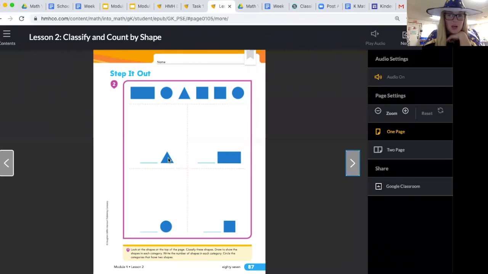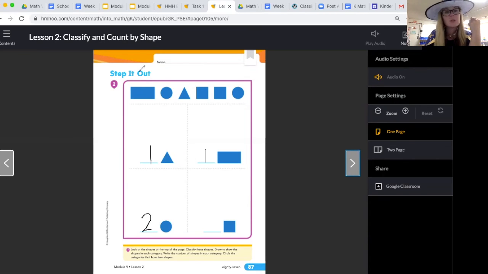Okay, triangles. Let's find the triangles. How many? Rectangle, circle, triangle, square, square, circle. Oh, just one triangle, but rectangle. Remember, rectangle is a stretched out square. Let's count. Rectangle, circle, triangle, square, square, circle. So there's 1. How about circles? Let's count. Rectangle, circle, triangle, square, square, circle. 2 circles.